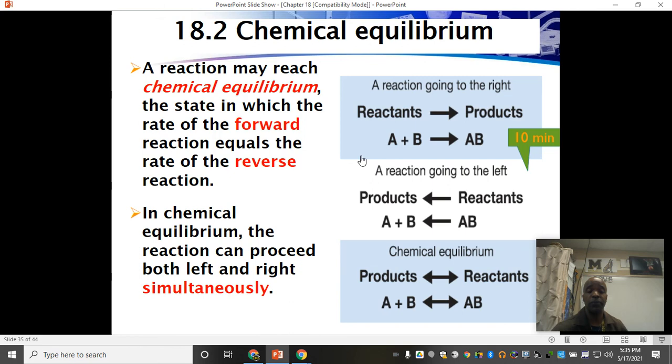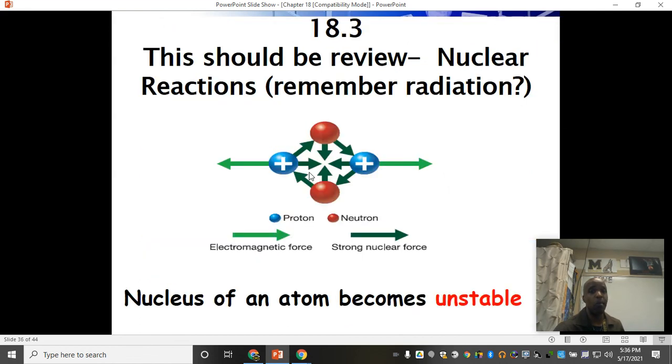In chemical equilibrium, the reaction can proceed both left and right simultaneously. So as it's going this way, making the A and B together to make a combination, it's also going this way to break it apart. It happens at the same time. Pretty cool. Equilibrium. And that is the end of lesson 2.